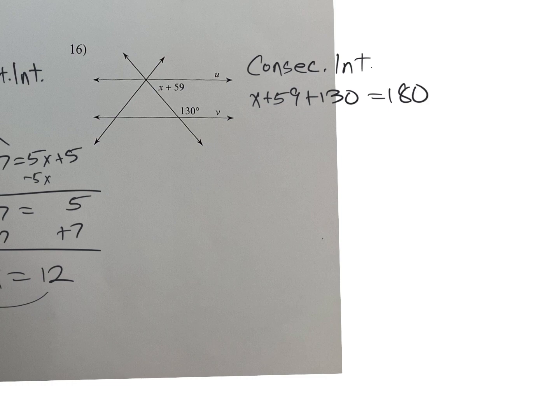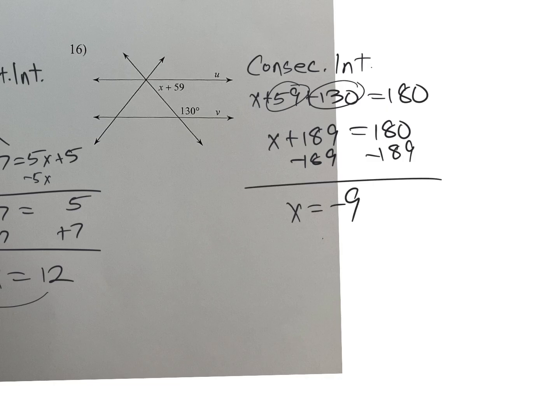Please do not do this. Do not go, well, that's minus 59. That's wrong. Remember, when you add and subtract in an equation, you do it once on each side of the equal sign. So if they're on the same side, you just add them together. I got a positive 59 and a positive 130. So that's x plus 189 equals 180. And now we need to remove the 189. So we subtract it once on each side of the equal sign. And you're done. Let's move on.